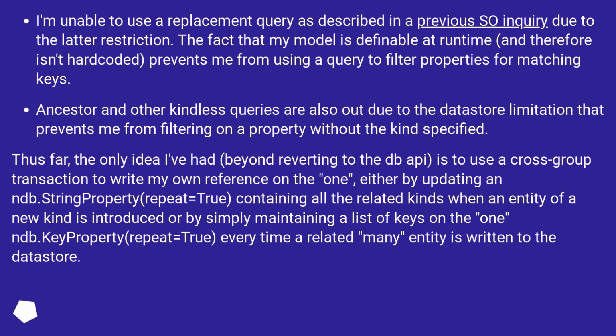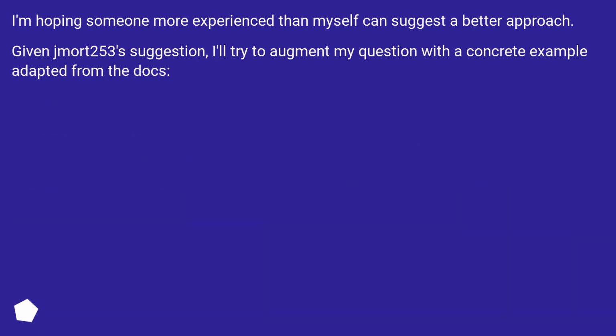Thus far, the only idea I've had, beyond reverting to the DB API, is to use a cross-group transaction to write my own reference on the one, either by updating an ndb.StringProperty(repeated=True) containing all the related kinds when an entity of a new kind is introduced, or by simply maintaining a list of keys on the one, an ndb.KeyProperty(repeated=True), every time a related many entity is written to the datastore. I'm hoping someone more experienced than myself can suggest a better approach.